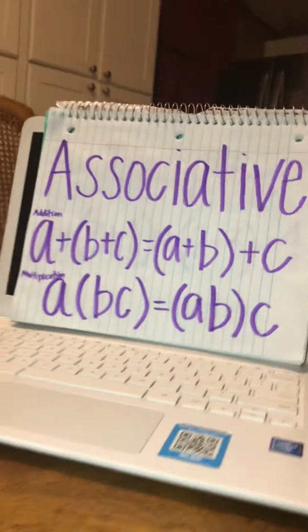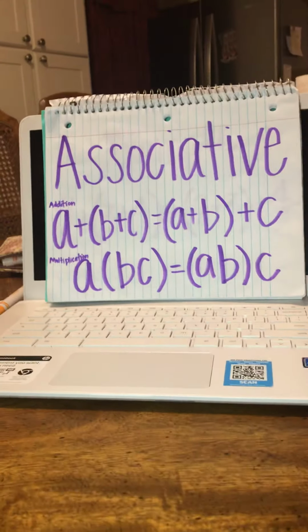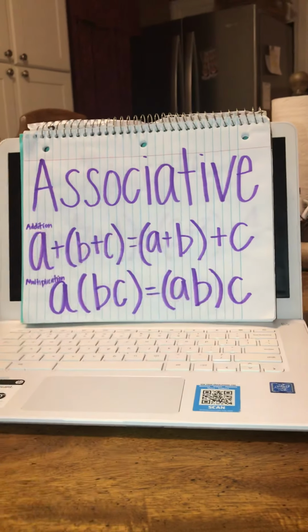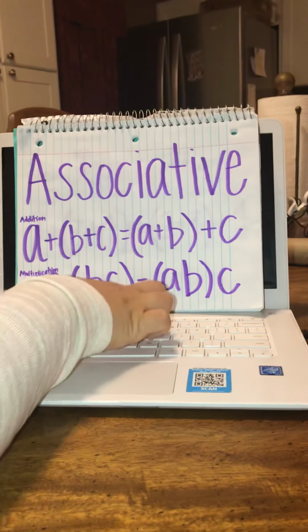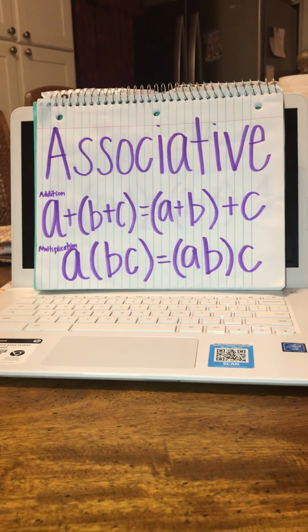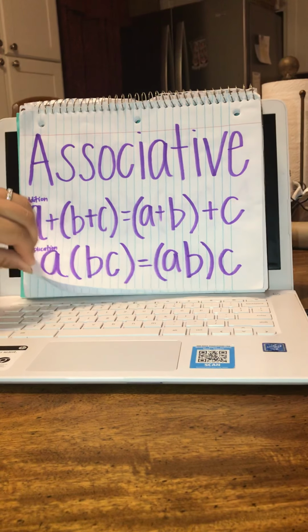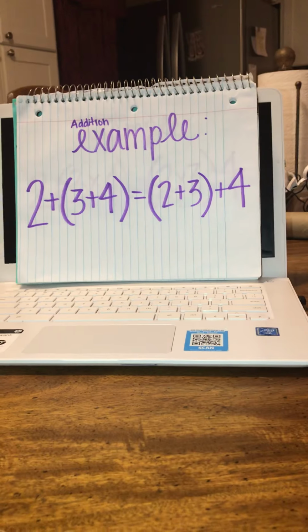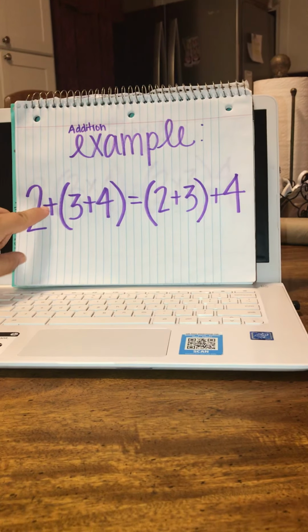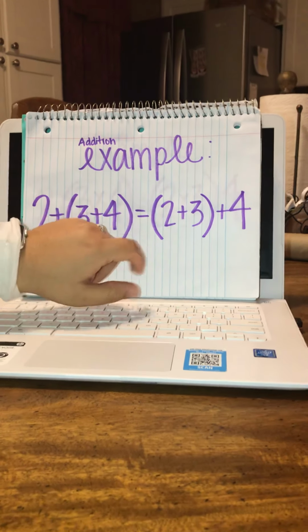And the same thing here. You have the same order of variables. You're just grouping two different ones, which is going to mean this side is going to equal this side. No matter what numbers you put in, they're going to be the same. Now here's an example of the addition. We're going to use 2 plus (3 plus 4) equals (2 plus 3) plus 4.